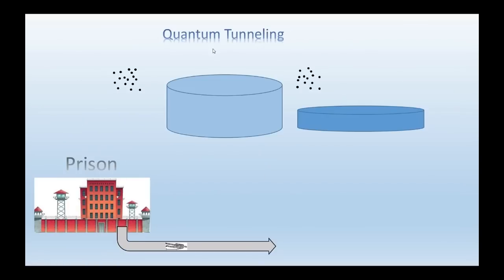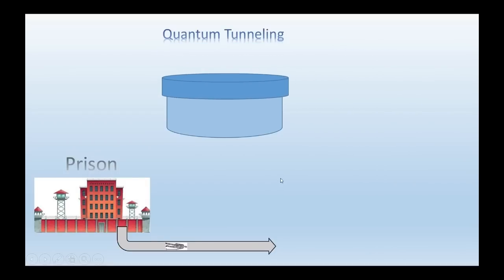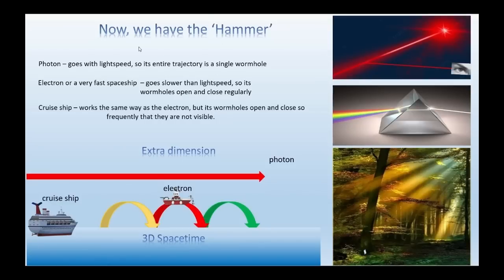Next is the phenomenon of quantum tunneling. If we place many particles in a box and seal it, sooner or later we will find some particles outside the box. It is as if a prisoner digs a tunnel and successfully escapes through it. Once again, the physicists named it quite accurately, but they explained the phenomenon quite differently. In my opinion, quantum tunneling is just another name for the wormhole. We have the hammer, so we see everything as nails.